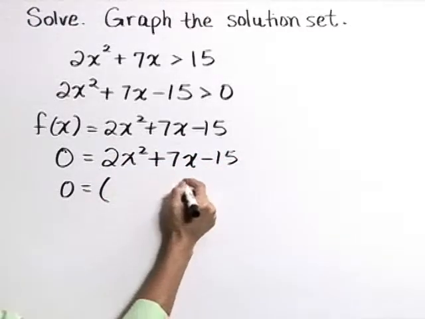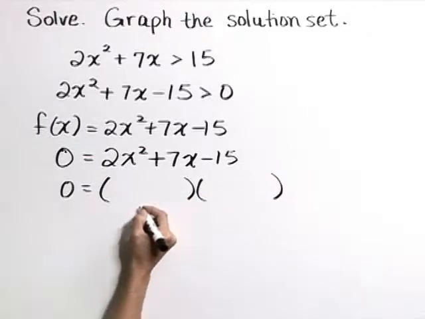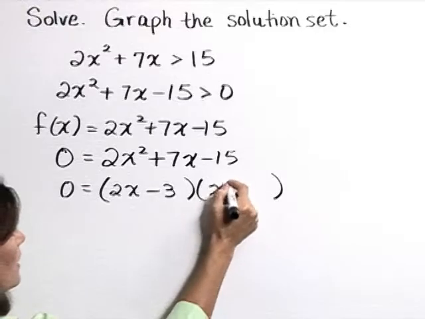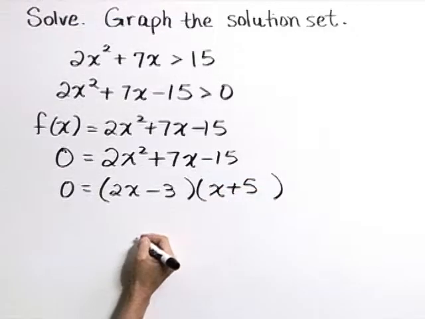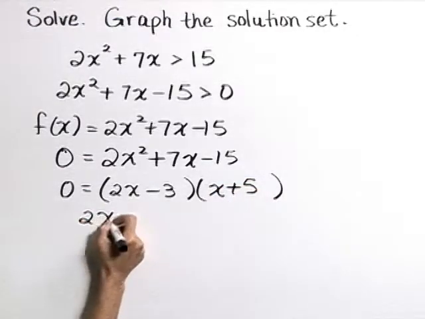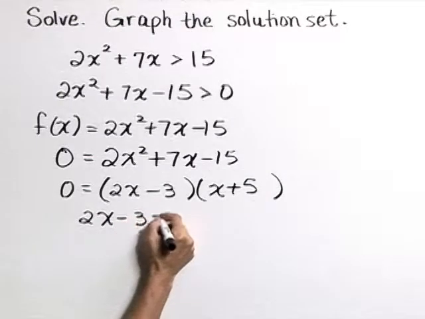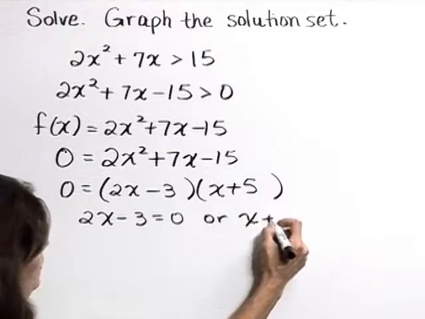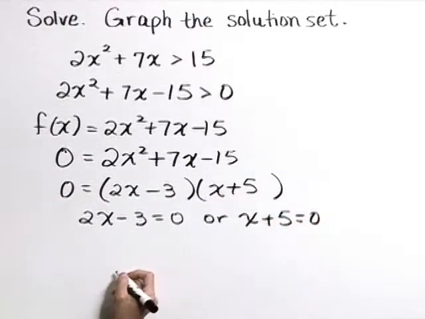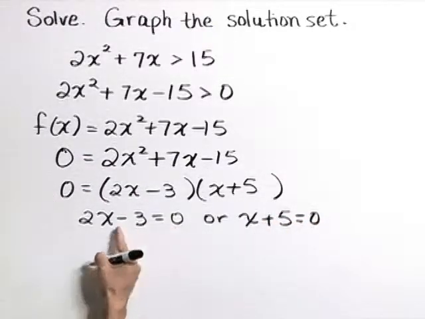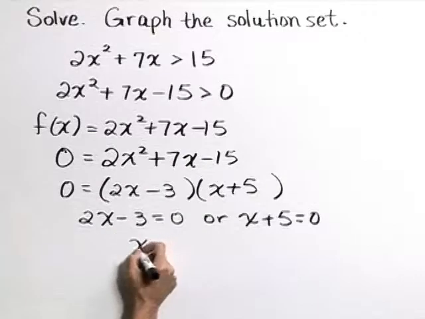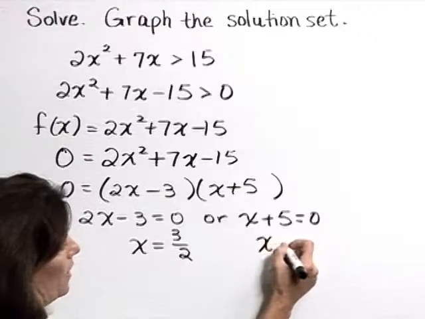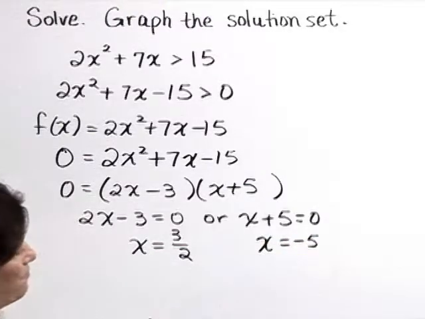Let's factor this trinomial on the right. It factors as 2x minus 3 times x plus 5. The zero factor property gives 2x minus 3 is 0, or x plus 5 is 0. Adding 3, dividing by 2 gives x is equal to 3 halves, or x is equal to negative 5.